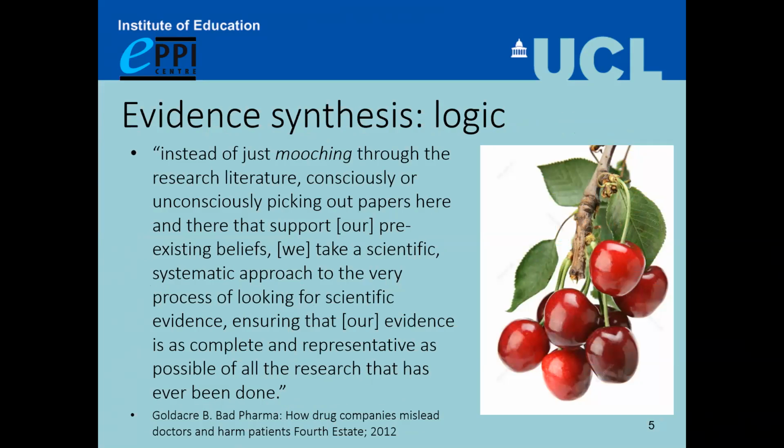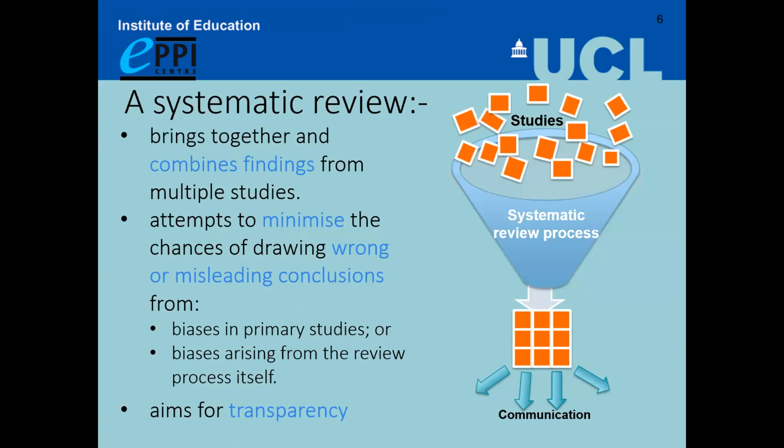So that's the purpose of systematic reviews. But stepping back a bit, how do we go about assembling evidence to ensure that we're making the correct, or safe, decisions in policy making? This example comes from Ben Goldacre, who says that instead of just mooching through the research literature, consciously or perhaps unconsciously picking out papers here and there that support our pre-existing beliefs, we take a very scientific and systematic approach to looking for scientific evidence, ensuring that our evidence is as complete and representative as possible of all the research that has ever been done on this specific issue. So that's the rationale behind using the systematic review approach.